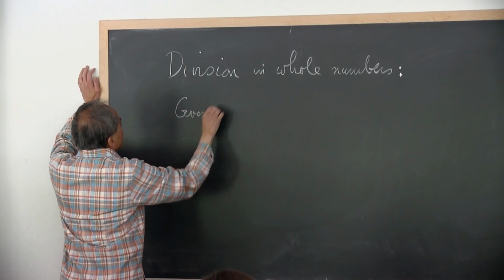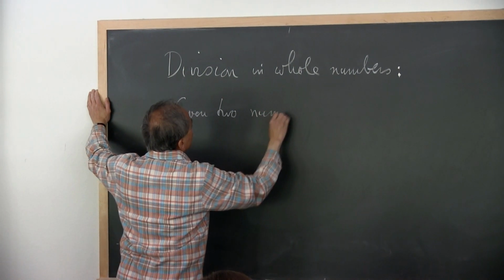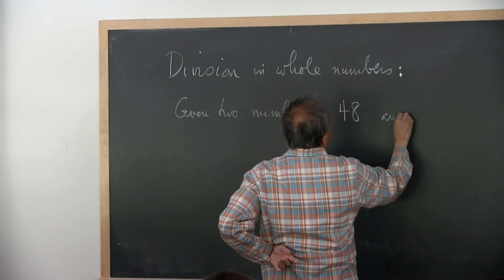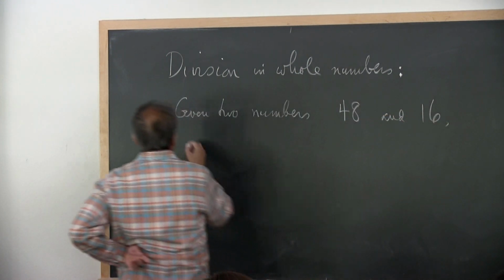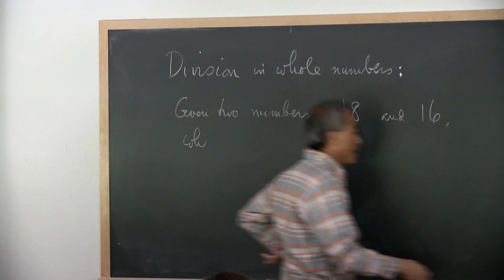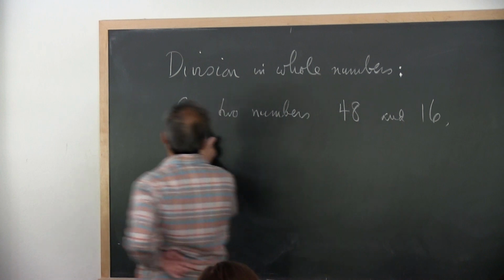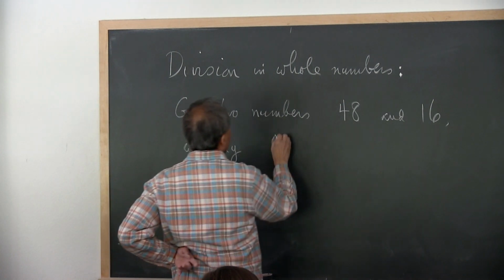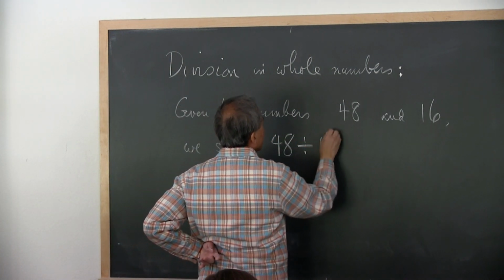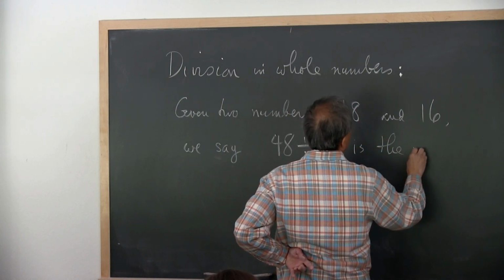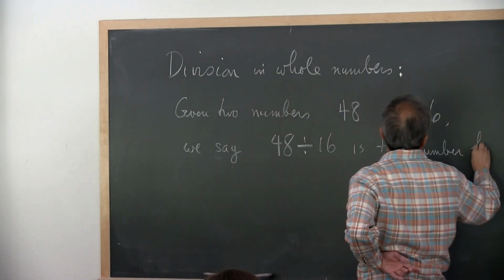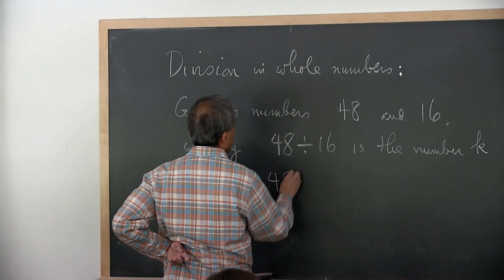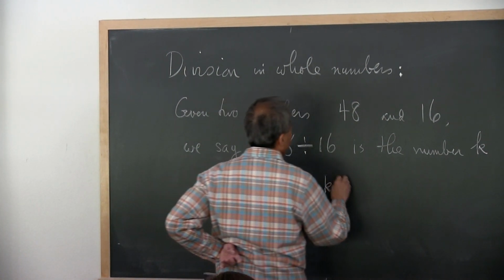Given 2 numbers, 48 and 16, we say 48 divided by 16 is the number k, so that 48 is equal to k times 16.